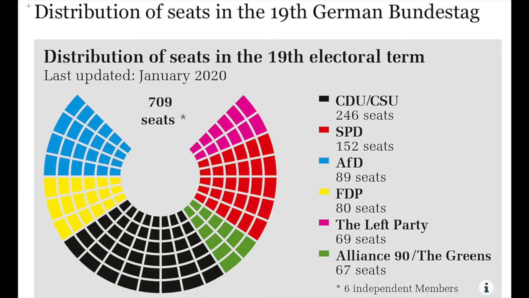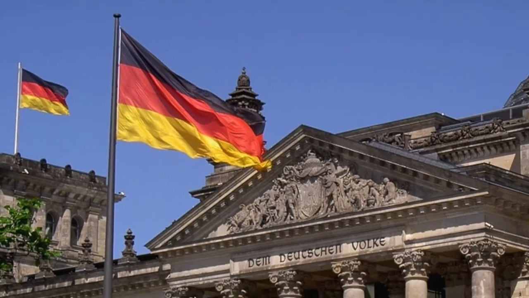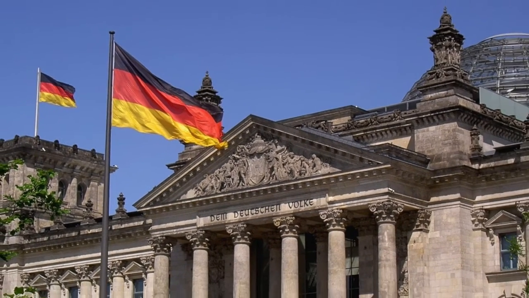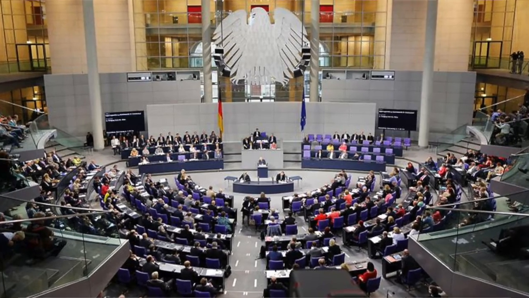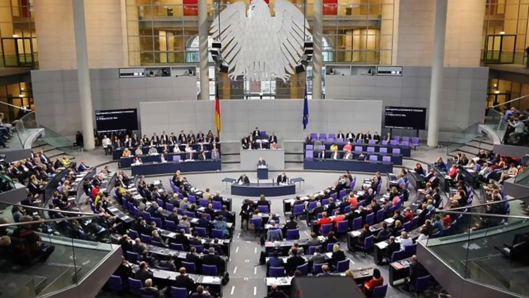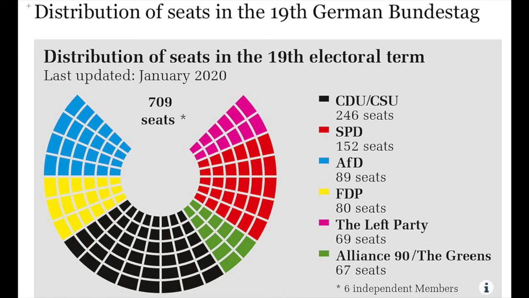Okay, here you go. This is a distribution of seats in the German Bundestag as of January 2020. Now, the German Bundestag is the equal of the U.S. Congress. The U.S. Congress seats 435 members, the Bundestag 709. But instead of just Democrats and Republicans, look at this breakdown. You have the Christian Democratic Union Party with 246 seats. That's 35% of the Bundestag.